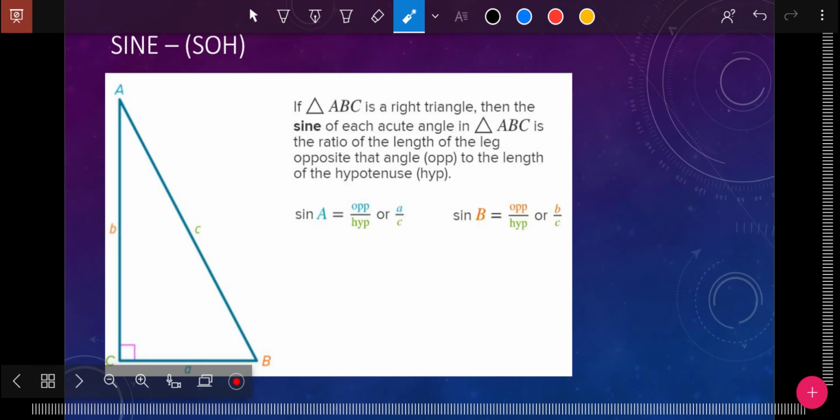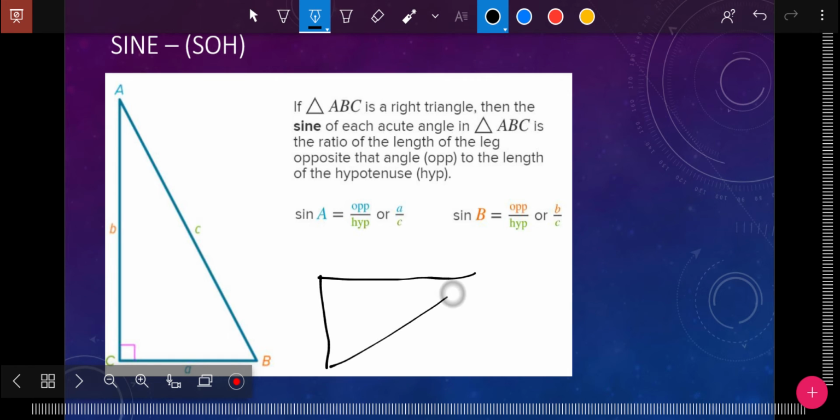Now I'm going to break them down individually. Sine again is opposite over hypotenuse. Now it matters what angle I'm talking about. If I'm talking about the sine of A, the opposite is the little a, and the hypotenuse is the C. But if I'm talking about angle B, then the opposite is this little b, and the hypotenuse is C. You have to know what angle you're talking about.